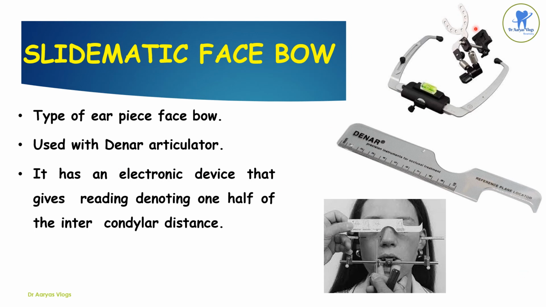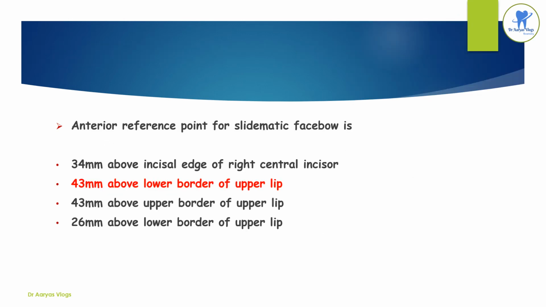This is the SLIDEMATIC face bow, which is the type of earpiece face bow. This is used with the Dinard articulator, or the Dinard reference plane locator is used. It has an electronic device which gives the reading denoting 1/2 of the intercondylar distance. So what is the answer? It is 43 mm above the lower border of upper lip.